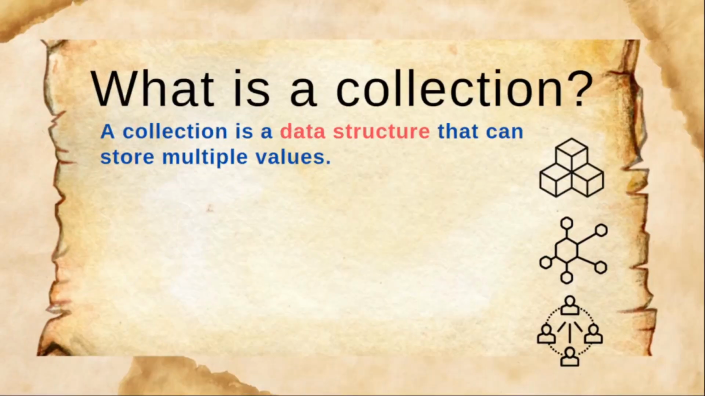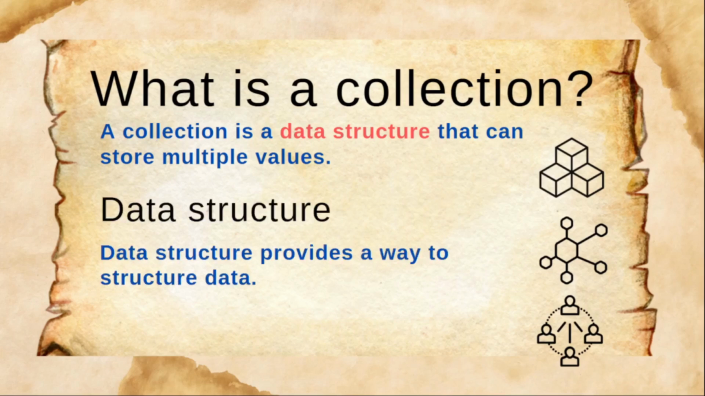What is a collection? A collection is simply a data structure that can store multiple values. Very simple and straightforward definition. It is just a data structure which is used to store multiple values. That's it. Data structure is also an important term in programming, and we can also define the term data structure. We can say data structure is simply a way to structure the data.